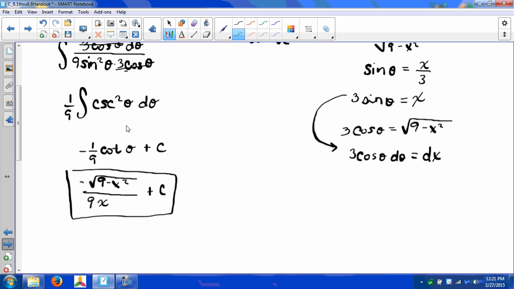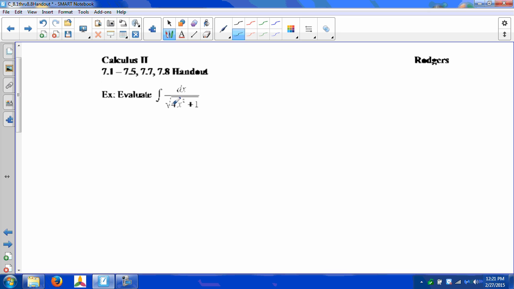Alright, so let's try another one. Okay, so this is of the form a squared plus b squared, so this must be c. Alright, so over here, I'm going to draw my triangle again. And c is the square root of 4x squared plus 1. So that's 2x, and that's a 1. A squared plus b squared, okay? And there's my theta.